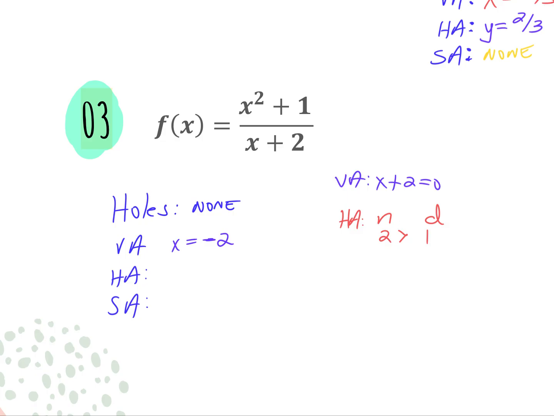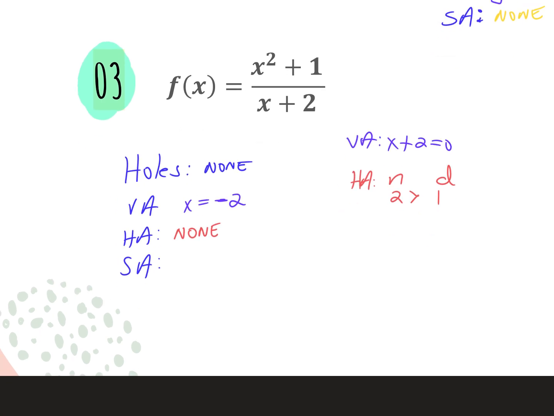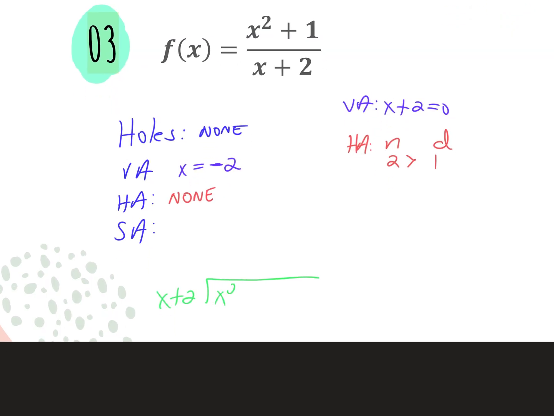If the numerator degree is higher than the denominator, you do not have a horizontal asymptote. So guys, if we don't have a horizontal asymptote, what do we know we do have? A slant. And how do you find the slant? Long division. So I have x plus 2 on the outside, and what do I have on the inside? x squared plus 0x plus 1. Do I care about the remainder? Nope.